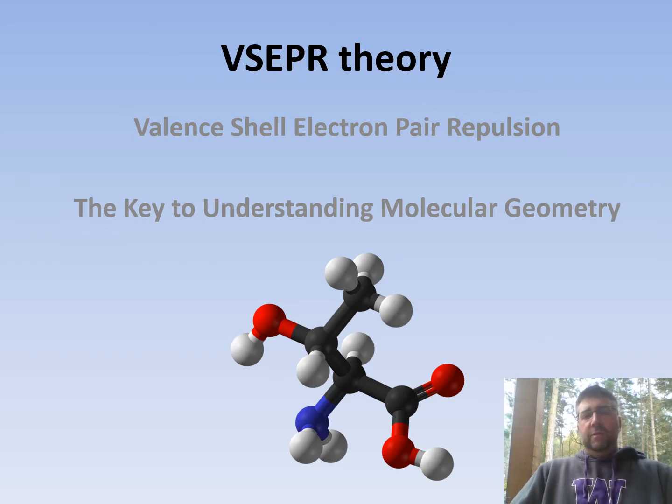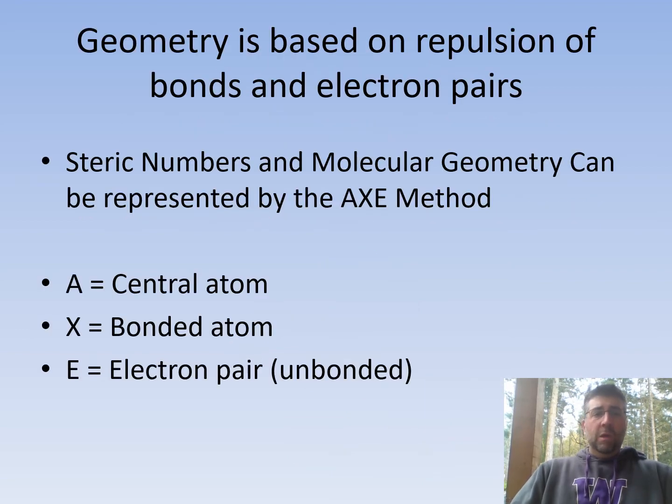And that's where VSEPR theory comes in. VSEPR stands for valence shell electron pair repulsion, and it's the key to understanding molecular geometry. The geometry of a molecule is based essentially on the repulsion that electrons have for each other. Electrons will repel each other and try to push as far away from each other as they can. So knowing where the bonding pairs and the lone pairs are will help you determine the geometry of that molecule and whether it's going to be polar or nonpolar.